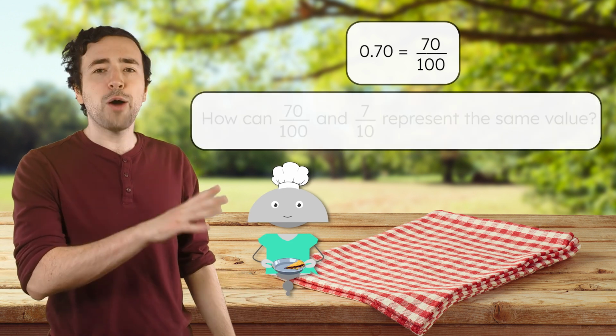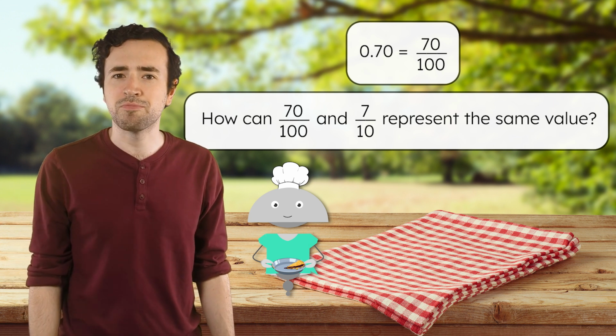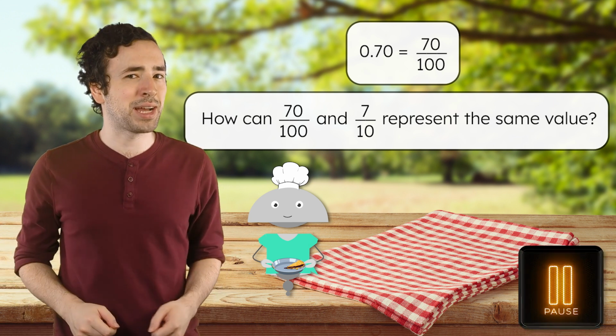Mathematicians, check this out. How can 70 hundredths and 7/10 represent the same value? Pause here to record your thinking in your guided notes.